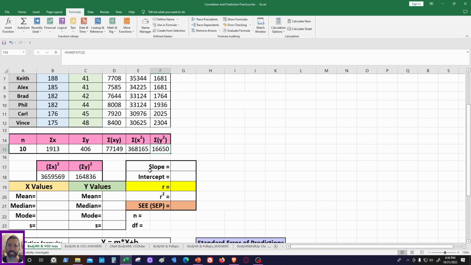Okay, so next we've got our slope and intercept. This is going to be used for our linear regression and for making our prediction formula. So we're going to come back to slope and intercept in just a minute.